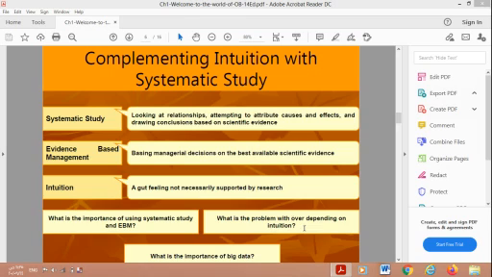What is the problem with over-depending on intuition? We answered this question before. If we depend totally on intuition, this will lead to inaccurate predictions, or wrong and incomplete information about the behavior of employees. So, again, going back to the definition of systematic study, there is something called the cause and effect relation.